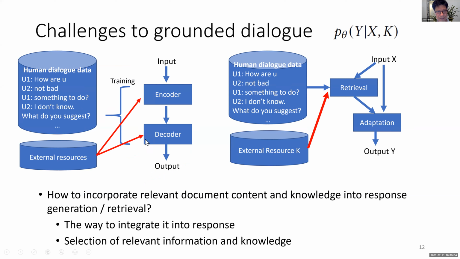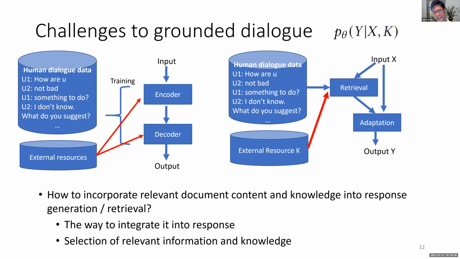Here I have two schemas. One is the response generation schema. That is, you have your traditional training process to train the encoder decoder, but also you will try to mix in the external resource in the encoding and the decoding process so that the output will depend on the external resource. And in the same way, when you use the retrieval-based response selection, again, the external resource will help to identify the most relevant response, to help the retrieval process. So this is the purpose of external resource.